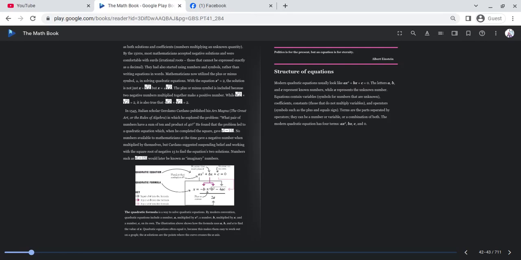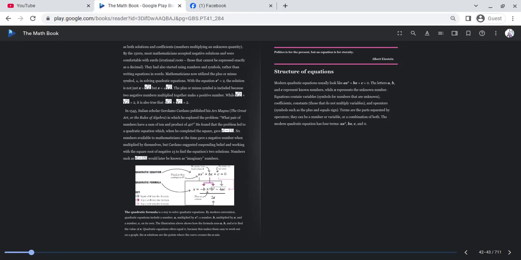They had also started using numbers and symbols rather than writing equations and words. Mathematicians utilized the plus or minus symbol in solving quadratic equations. With the equation x squared equals 2, the solution is not just the square root of 2, but x equals plus or minus the square root of 2. The plus or minus symbol is included because two negative numbers multiplied together make a positive number. While the square root of 2 times the square root of 2 is 2, it is also true that the negative square root of 2 times the negative square root of 2 equals 2.